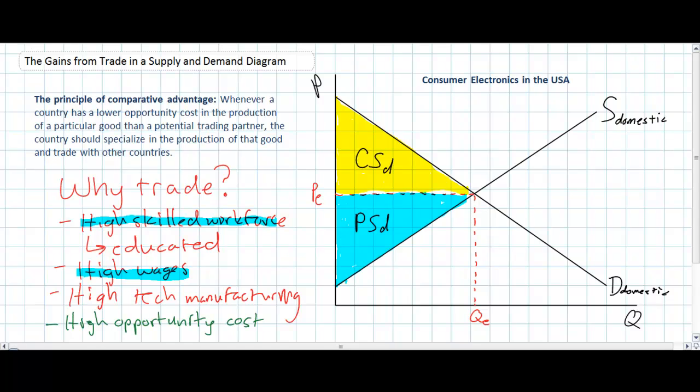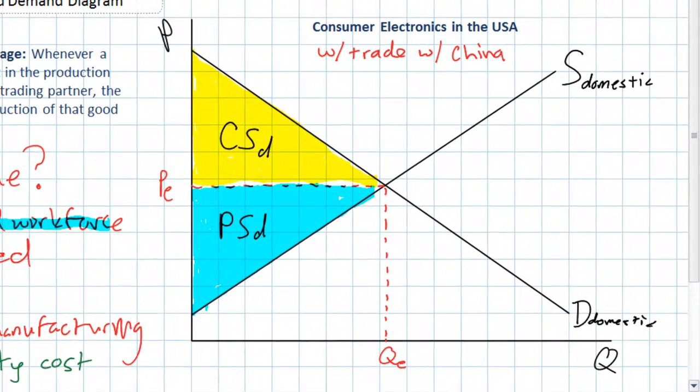So next we're going to examine the impact of trade with China on the market for consumer electronics in the United States. To show the impact of opening the US consumer electronics market to trade with China, we first must consider what will happen to the price of electronics when the United States begins to trade with China. The obvious answer to that question is that the price will fall. And in fact, that is what we're going to show happening here.